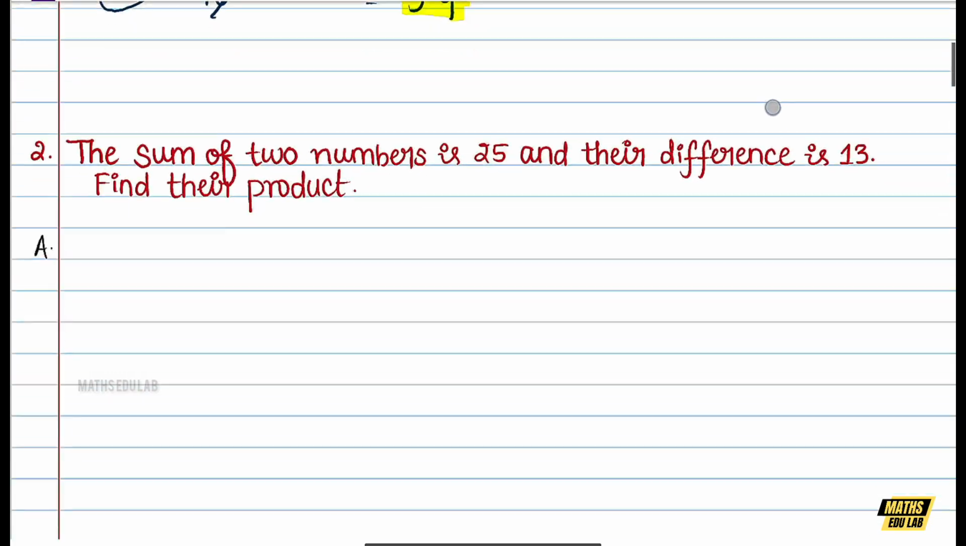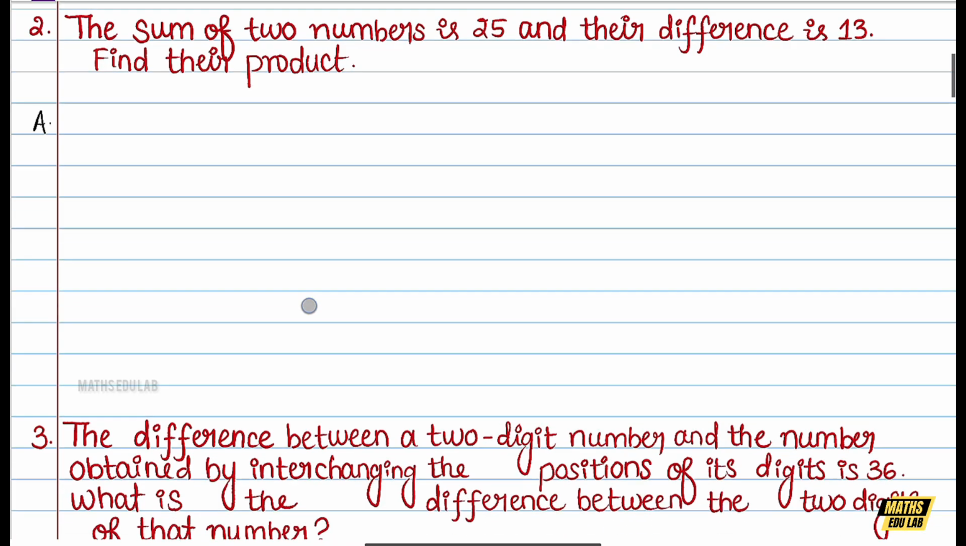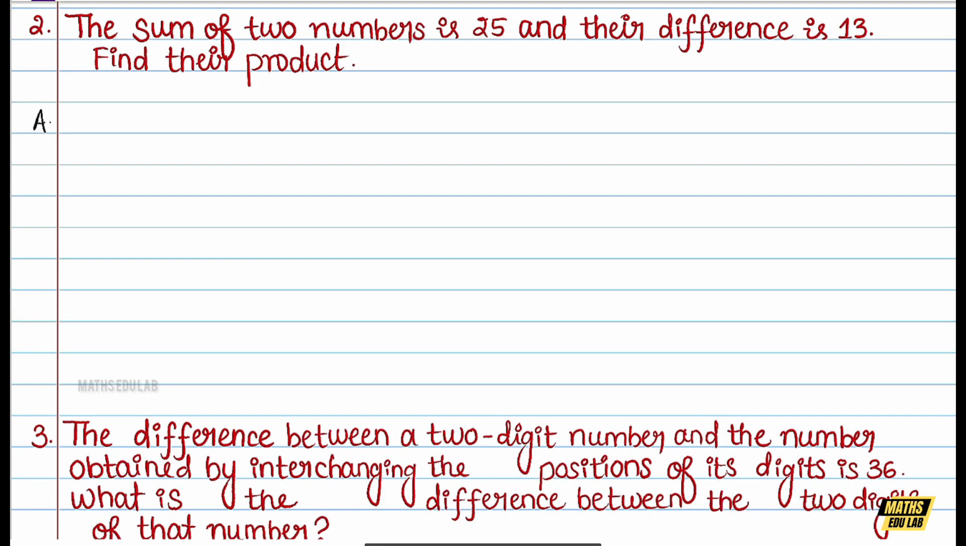Now we will go for the second question. The second question is: the sum of two numbers is 25 and their difference is 13. Find their product. As we have a formula which we have learned in the basic formulas, let me explain from the bottom of the question. The sum of two numbers. As we don't know the two numbers, let the two numbers be a as well as b.